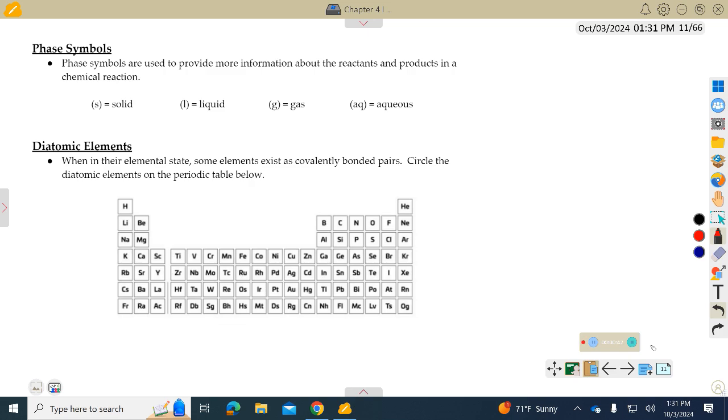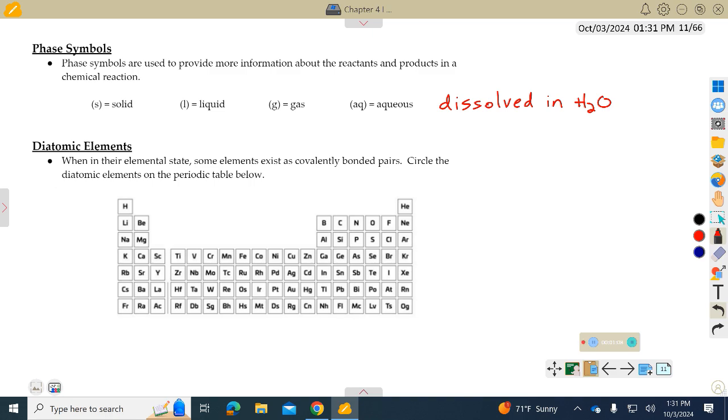The two that get mixed up a little bit are the liquid and the aqueous. Because when you're in the lab, they both look the same. Aqueous means dissolved in water. It's a solution. It looks like a liquid. And so then sometimes people are like, well, what's the difference? When do I use the L liquid and when do I use the aqueous?